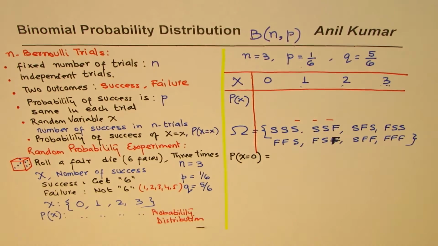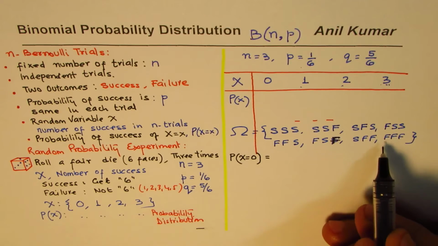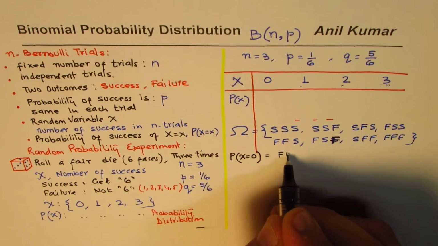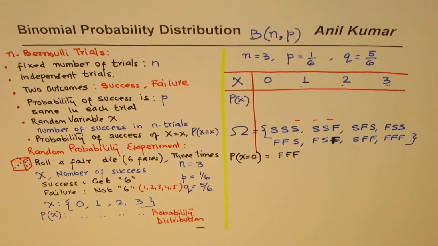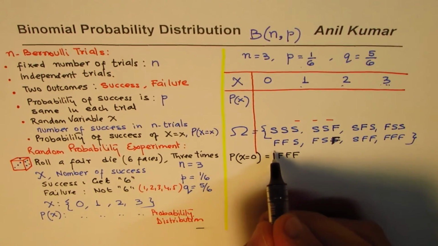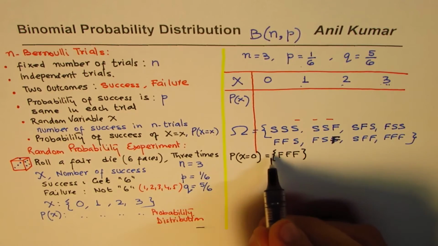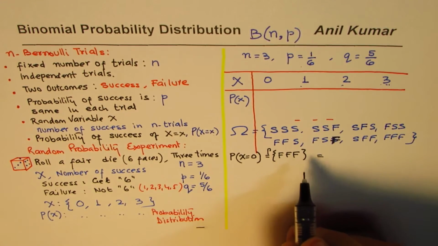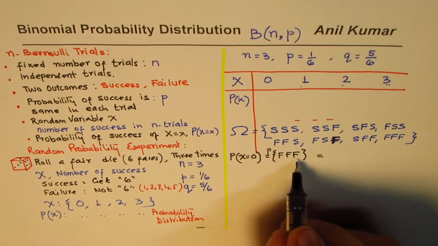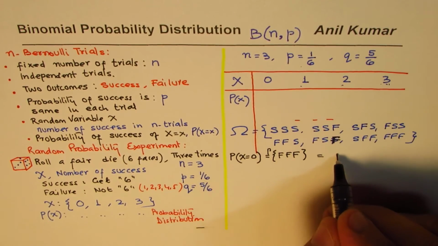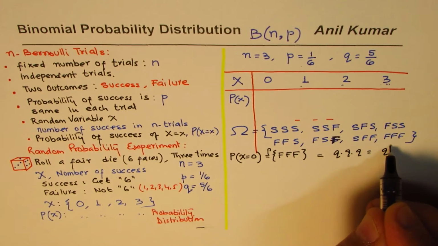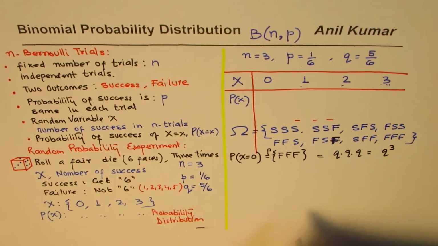That means 0 success. That means failure, failure, failure. Do you get the point? So this is failure, failure, failure. That is the situation, correct? So that is the only option. And we need to find the probability of this. So what is the probability of failure, failure, failure? Since there are 3 independent events, q, q, q, right? So let me write q, q, q, or we'll write q cube for the time being.